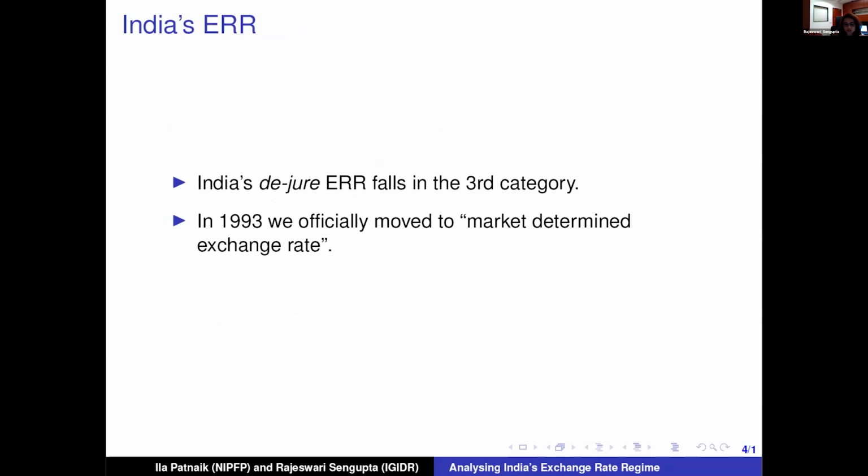India's de jure exchange rate regime falls in the third category, and I'll talk about why I'm harping on the word de jure. In 1993, we officially moved to a market-determined exchange rate, and this was part of the liberalization and deregulation reforms that were initiated in the early 1990s. So part of the reform was a move towards an exchange rate that would no longer be pegged to the dollar, but instead would respond to market forces.